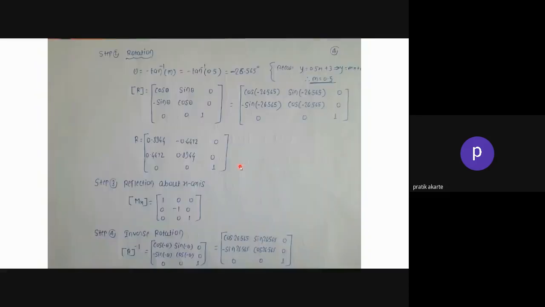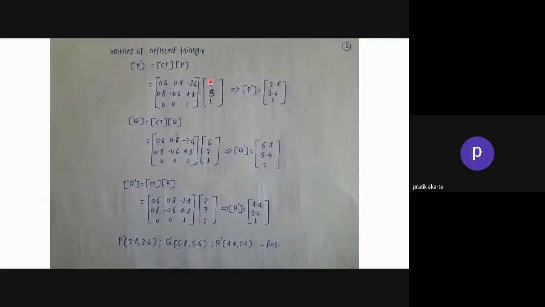Okay, so here we will be using 2, 5 and 1. 1 is the homogeneous coordinate. So when we multiply this concatenated transformation matrix to the original or initial coordinates, we will get the new coordinates for the vertex. So 2.8 and 3.4 are the new coordinates for the vertex P.